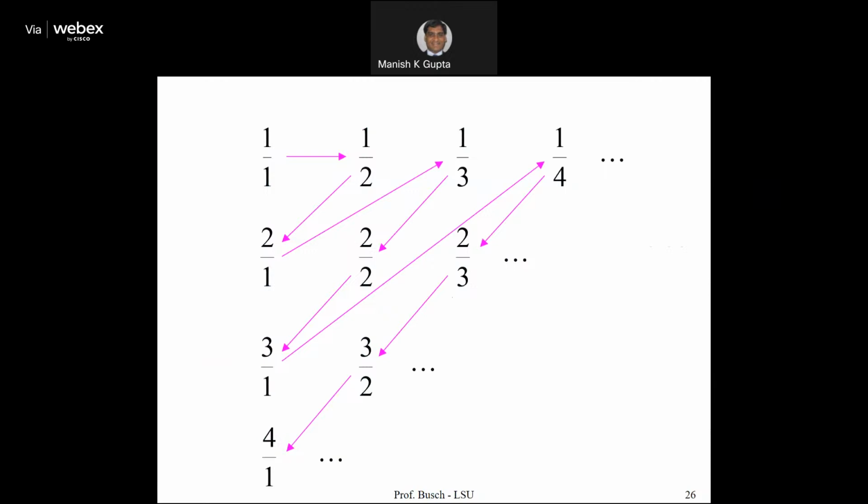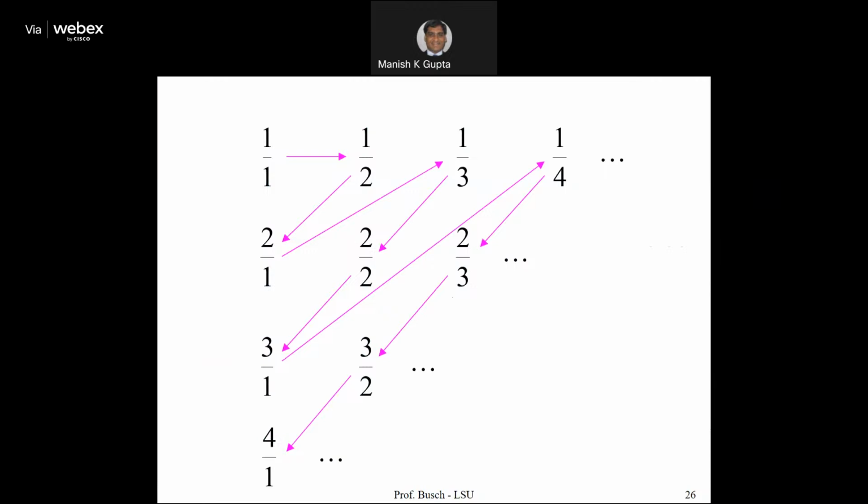So it's a nice tea time problem. Can you give me a one-to-one and onto function which takes every rational number and maps it to the natural numbers? One way, I'm telling you a hint, could be what we call the height of the number.